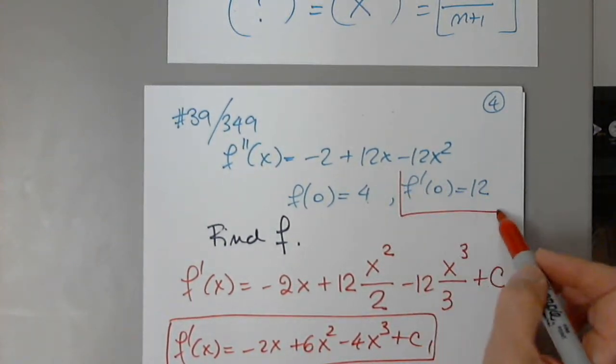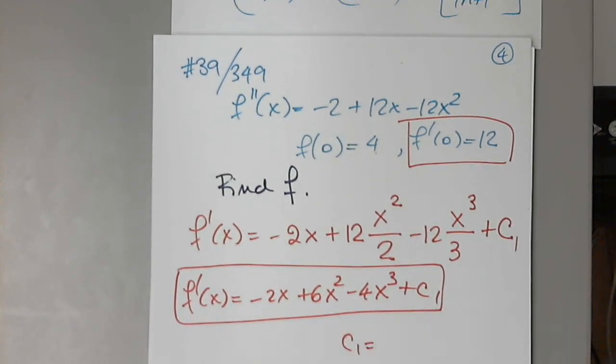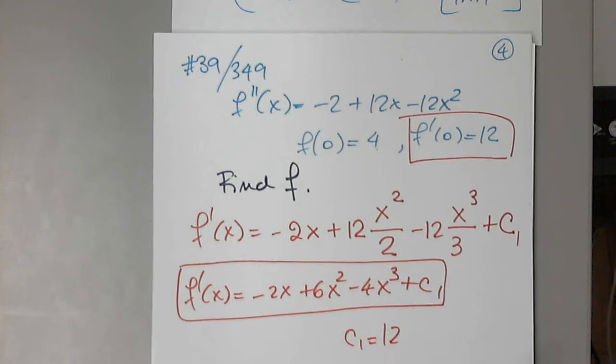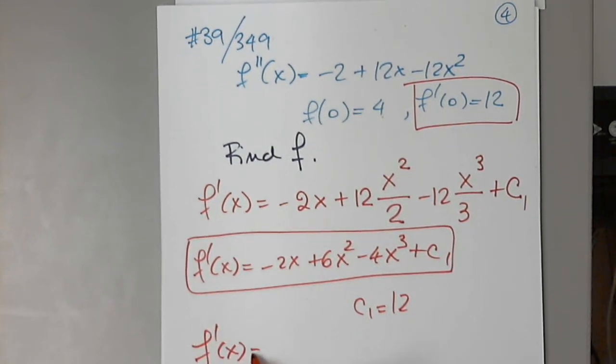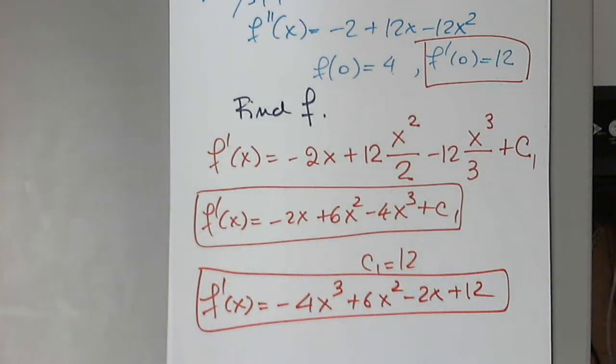And we are given a piece of information. They are telling us that f prime of 0 is 12. That will enable us to find C1. So please plug in 0 all the way and give us C1. How much is C1? Of course, thank you very much, Eric. So this is f prime. I'm going to rearrange it in descending order: negative 4x cubed plus 6x squared minus 2x plus 12. This is good, but it's not good enough. We have not determined the function yet.